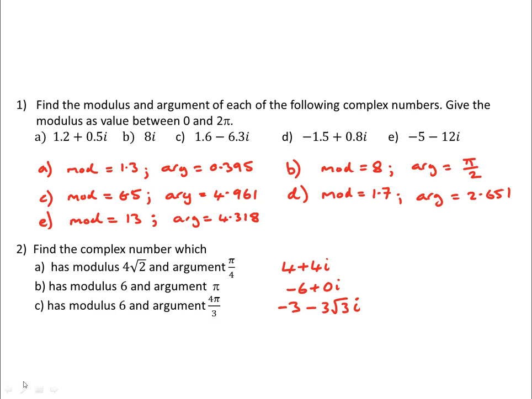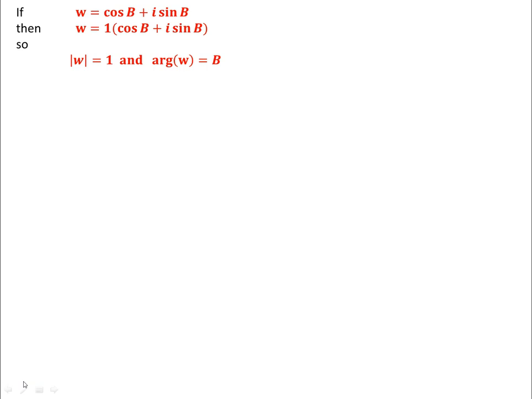And now there's just one final thing we want to have a look at in this video. If we've got w is cos b plus i sine b, then that certainly means that I've got w is 1 times cos b plus i sine b, so the modulus of w must equal 1, and the argument of w must equal b.